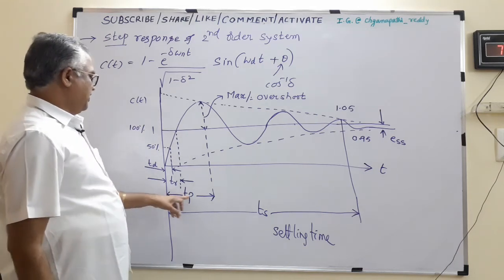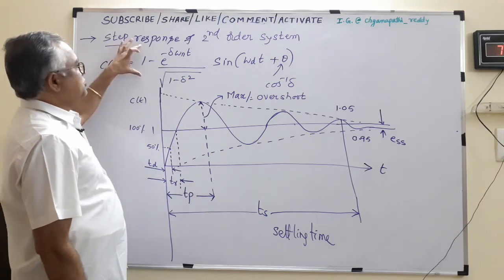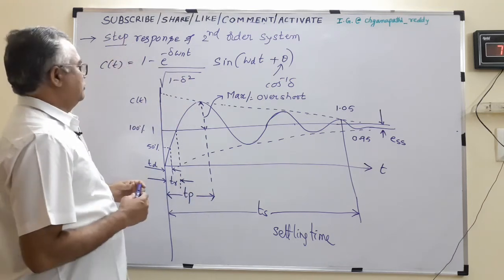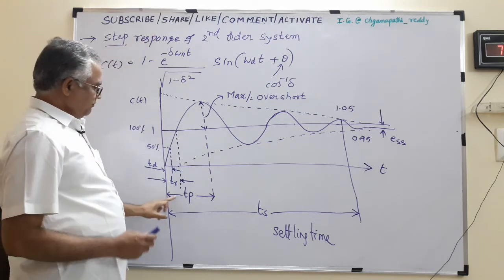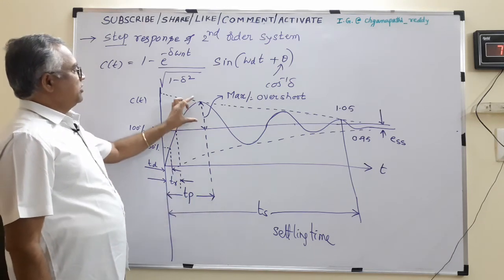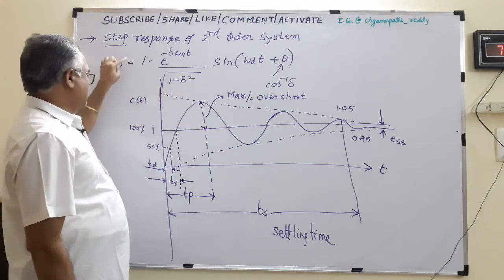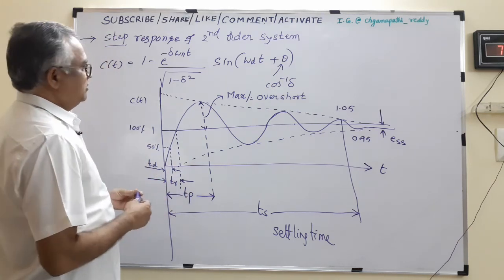So how do you get this peak time? For a maximum or minimum, this differentiation should be 0. So by differentiating this and equating it to 0, we find the value of the peak time. Then what is this peak value? C of t at t equal to Tp. Anyway, let us do it.